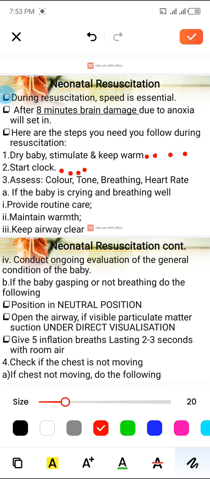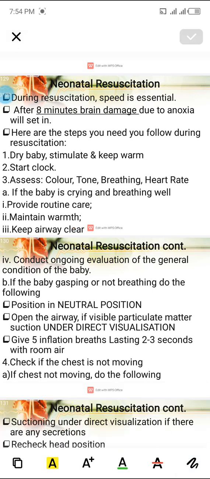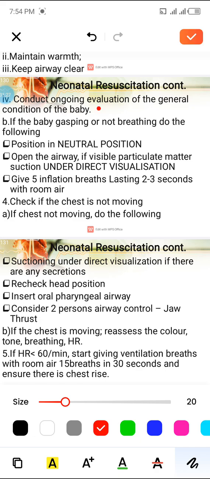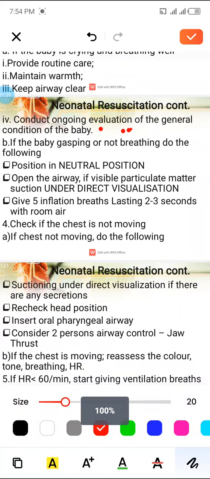Then if the baby is crying and breathing well, provide routine care: maintain warmth, keep the airway clear. What about if the baby hasn't cried? What do you do? You need to conduct ongoing evaluation, meaning you assess the baby again. And then if the baby is gasping or not breathing, do the following. Now you need to position the baby in what we call the neutral position. For this neutral position, you don't need to put a pillow.